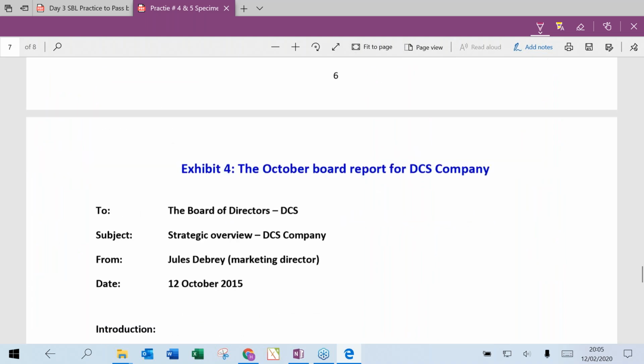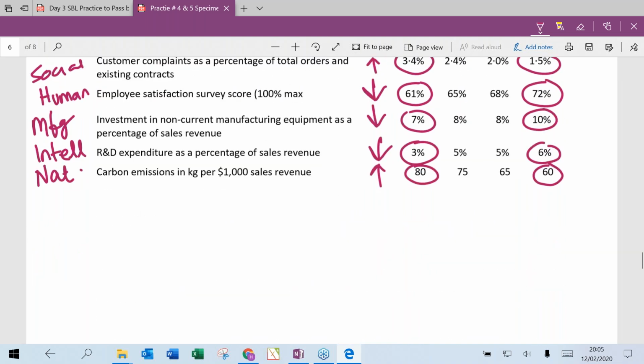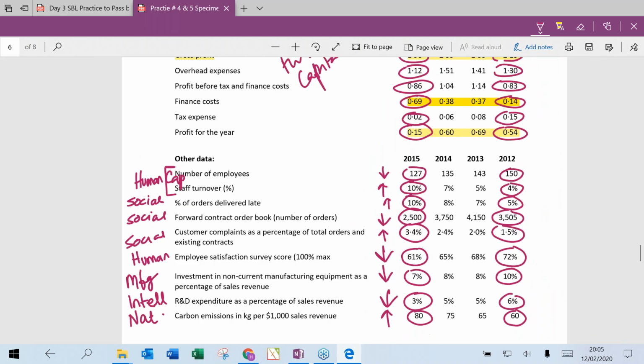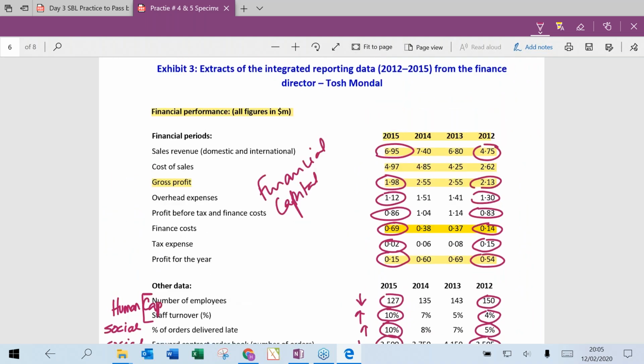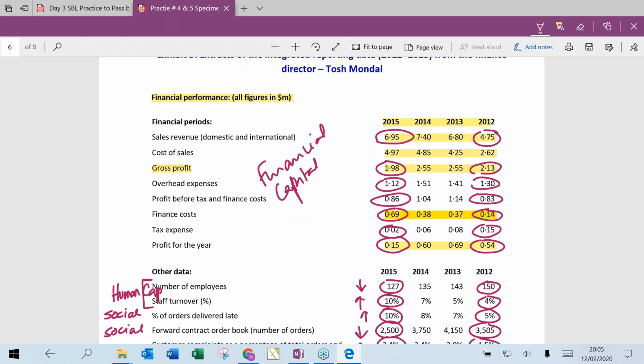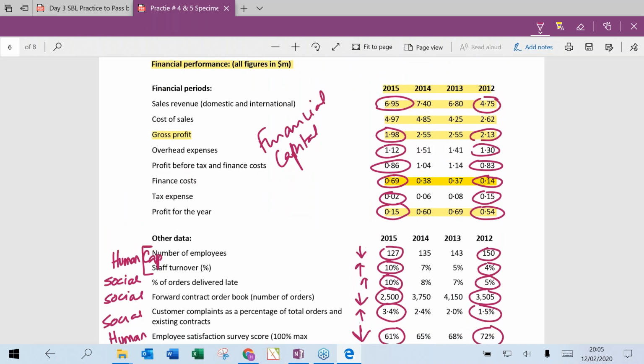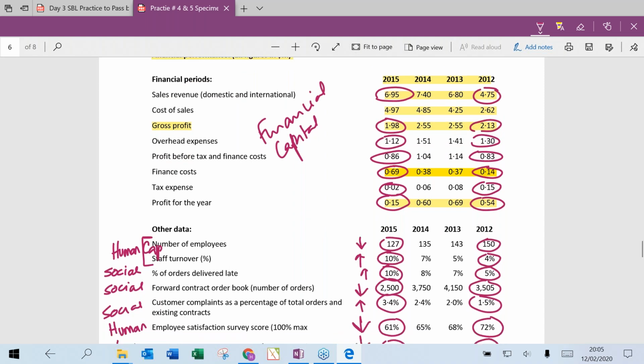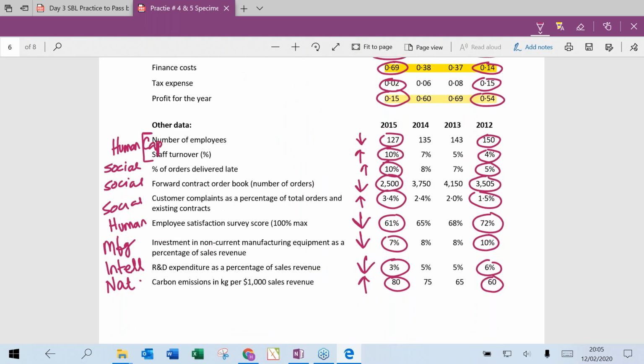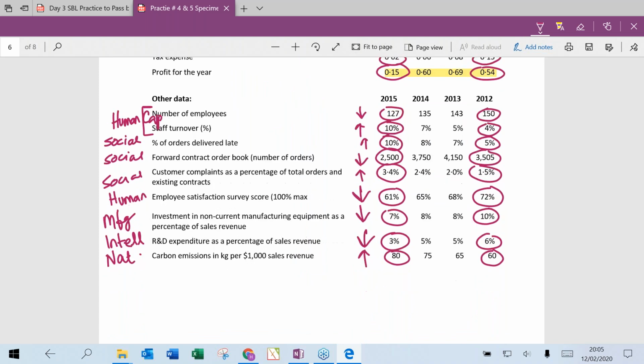Oh my God, it's done. So it was pretty easy. One-to-one exhibit: financial capital. Were we able to identify all the six capitals? Financial capital, human capital, social, manufacturing, intellectual, natural. Oh, yes. Now, how do you draft it?